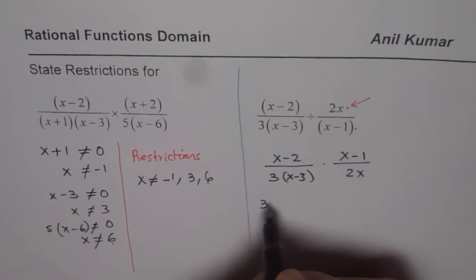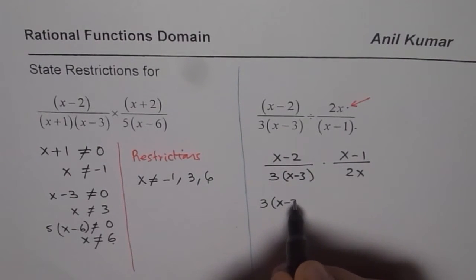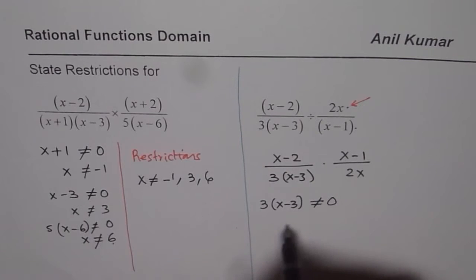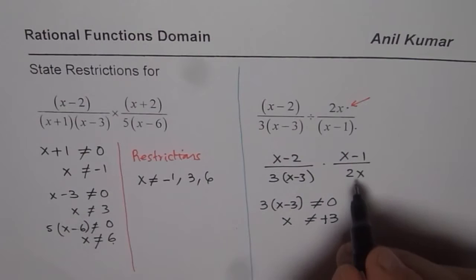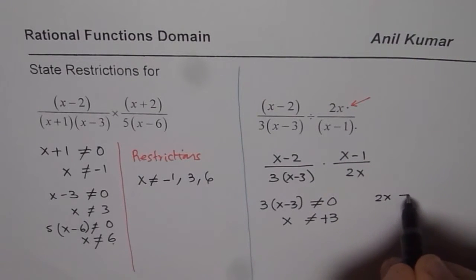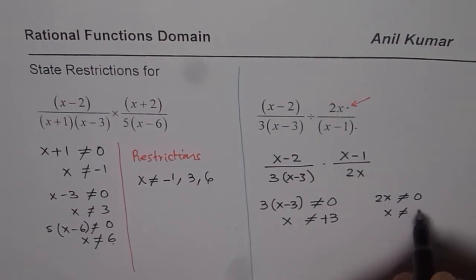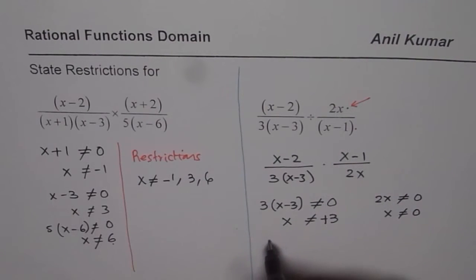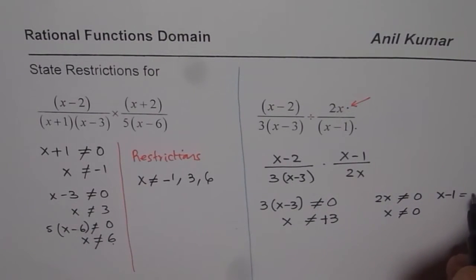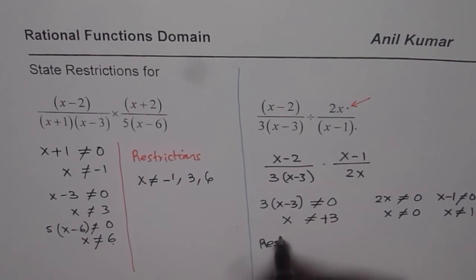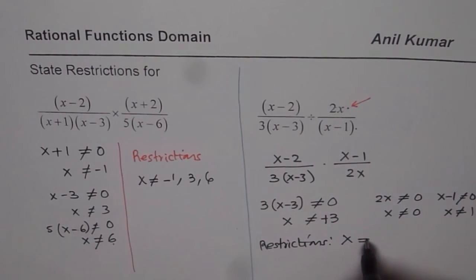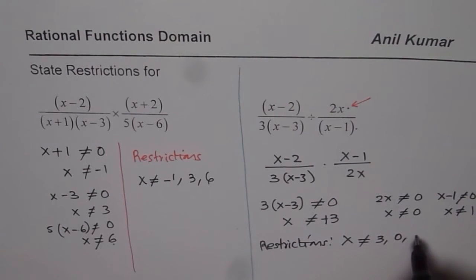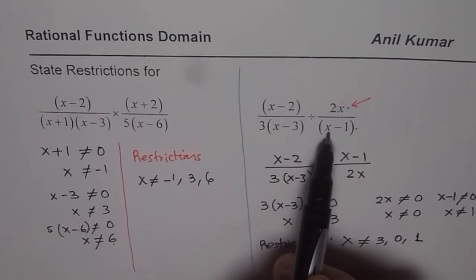First one is from the first factor. 3 cannot be 0, but x minus 3 could be 0, right? So that restriction is x should not be equal to 3 plus 3 when you bring it on this side. Here, equating 2x to 0, we get x should not be equal to 0. And the third one is x minus 1 should not be equal to 0, or x should not be equal to 1. So in this case, the restrictions are: x is not equal to 3, the other one is 0, and the third one is 1. So 3, 1, and 0.